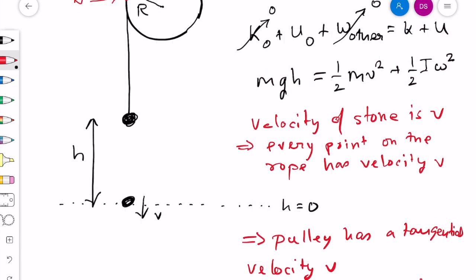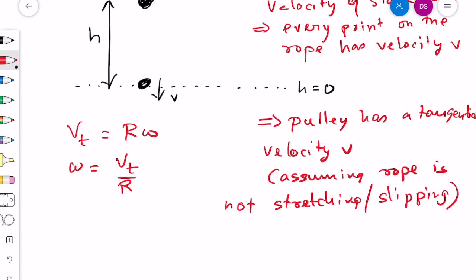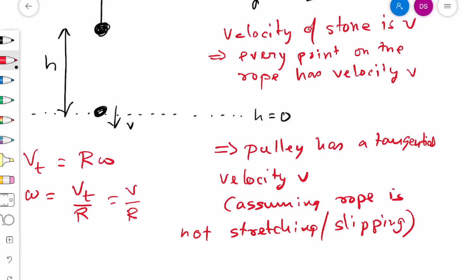So once you know the tangential velocity of the pulley, you can find its angular velocity by using the relationship that v tangential is equal to r omega, right? So that means omega is going to be v tangential over r, but v tangential, we just agreed, is just v. So now you can just plug that in to the equation.